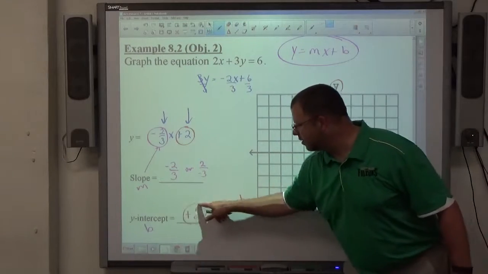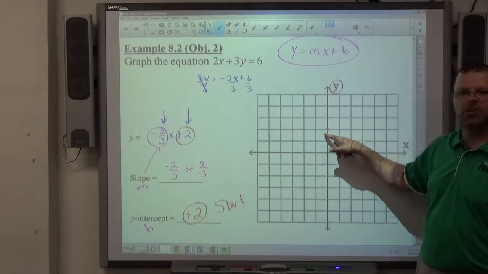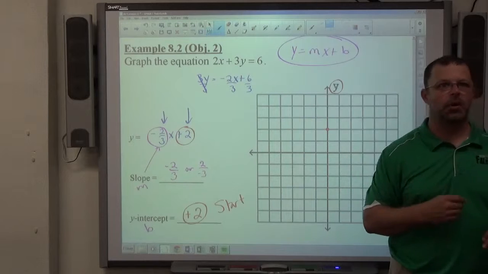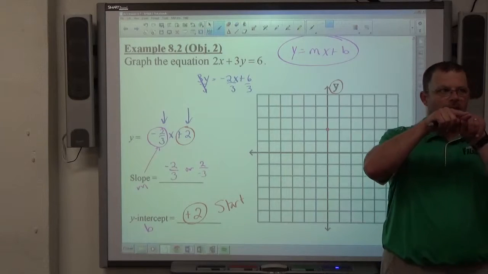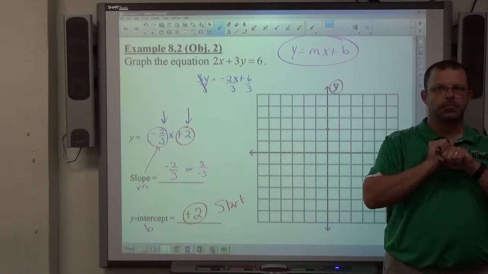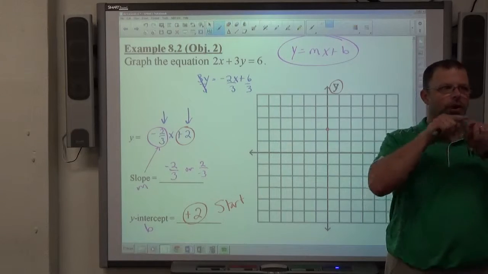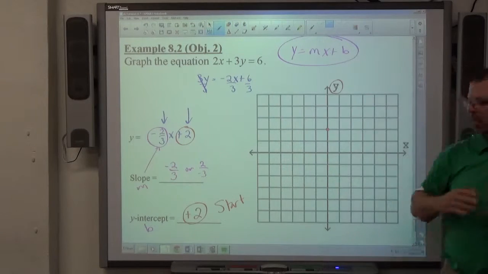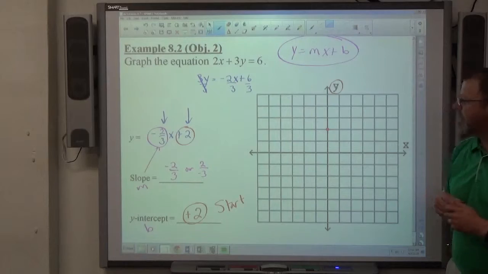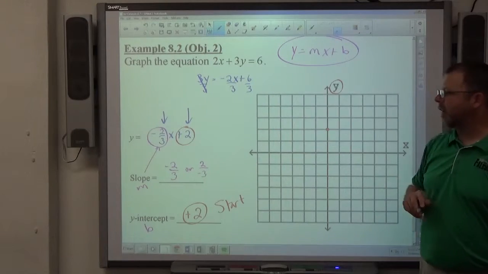Whatever this number is, just go to the y-axis and go to that position on the y-axis, like you're graphing on a number line. Where's 2 out on the number line on the y-axis? 2 up. Where's negative 3? 3 down. Where's 0? Right there in the middle. All right? So whatever that number is, that's how you plot that. Then you use the slope to get the next number.